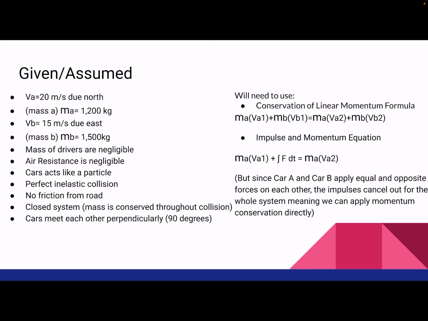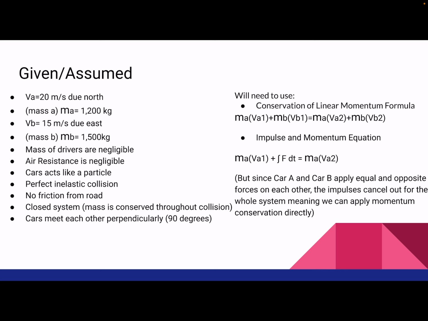To go over the givens: the velocity of car A is 20 meters per second due north, with a mass of car A of 1,200 kilograms, and the velocity of car B is 15 meters per second due east, with a mass of 1,500 kilograms.